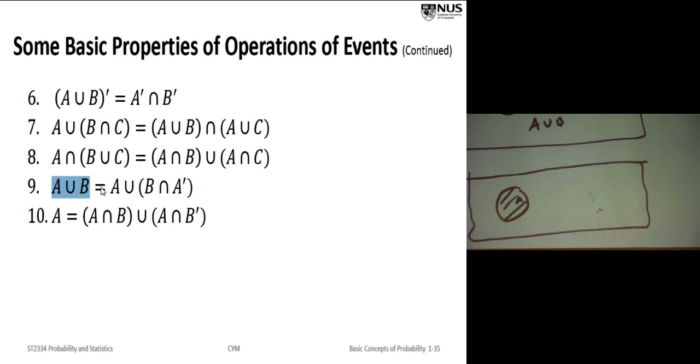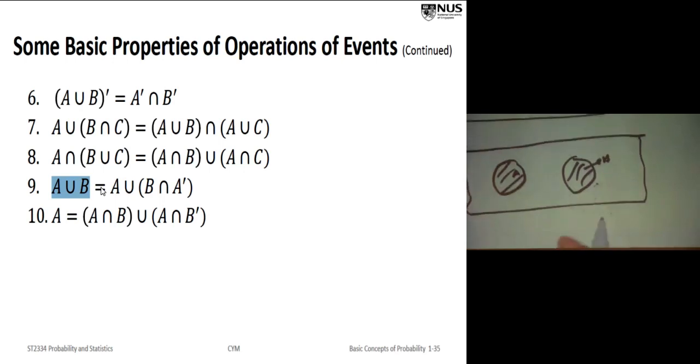So if I intersect the complement of A with B, what I get is basically this, which is supposed to be B. Okay, this is B. So this thing here, this B, is precisely B intersection A complement. This is my example. This is not a proof. I'm trying to illustrate why 9 is true.